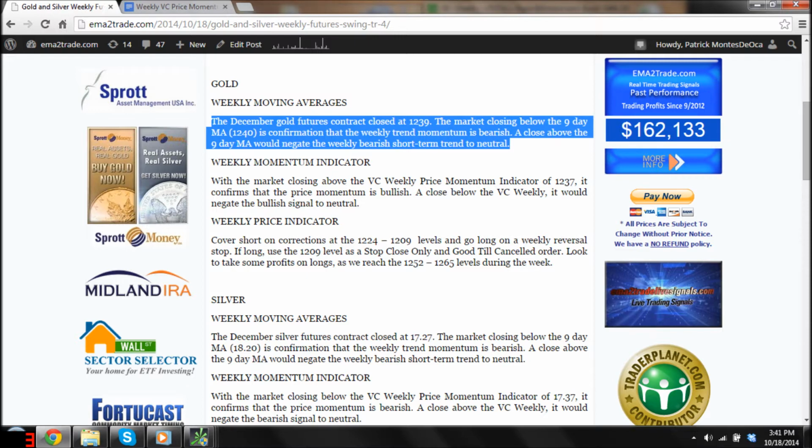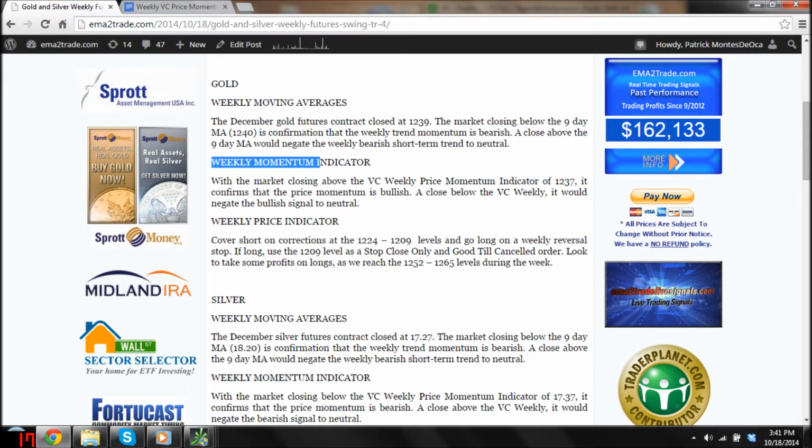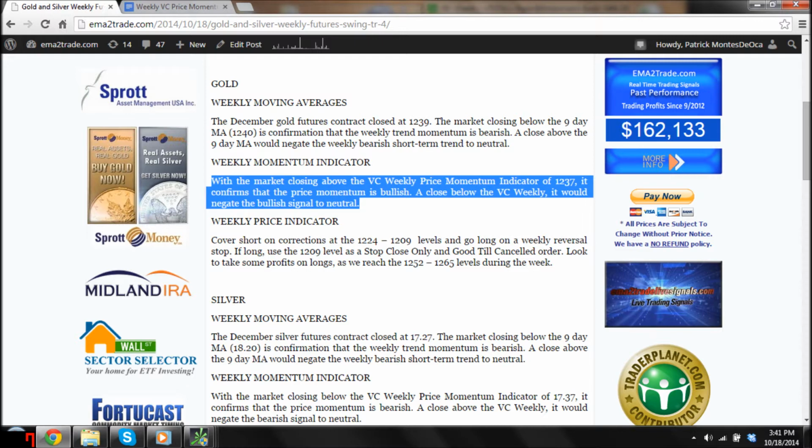This is when we begin to see the trend becoming neutral to long or to short by trading and closing above the moving average. The weekly momentum indicator, which is our algorithms here, with the market closing above the VC weekly price momentum indicator of 1237, market closed at 1239, closing above 1237, it confirms that the price momentum is bullish, that the price momentum is beginning to build bullish momentum. And it tells you also that if it closes below the VC weekly of 1237, it would negate the bullish signal to neutral.